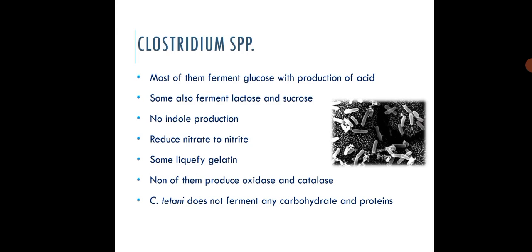Starting with the Clostridium species, most of them ferment glucose with production of acid. Some also ferment lactose and sucrose. There is no indole production and they can reduce nitrate to nitrite. Some liquefy gelatin. None of them produce oxidase and catalase. Clostridium tetani does not ferment any carbohydrate and proteins.